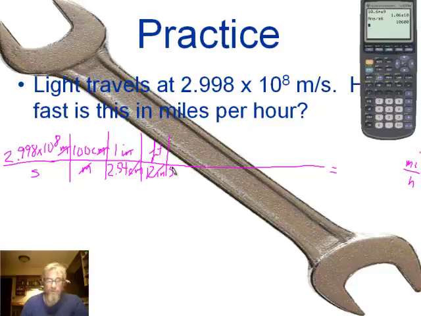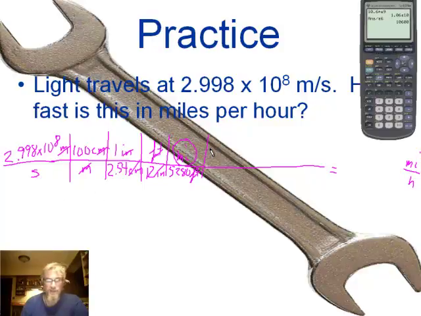I do know that there are 5,280 feet in a mile. So I'll multiply by this factor so that feet can cancel out. Now I've got my target unit in the numerator. I want miles up there. I've got miles up there. Let's work on the denominator.